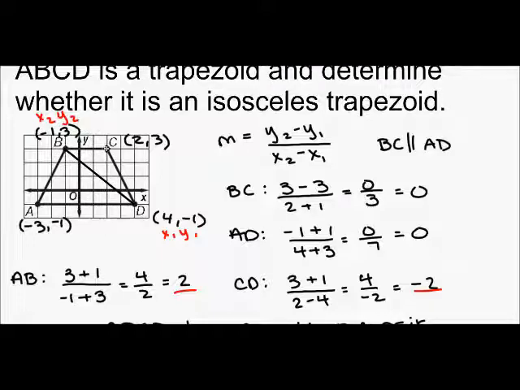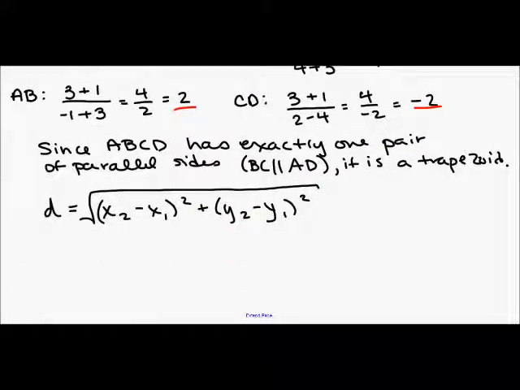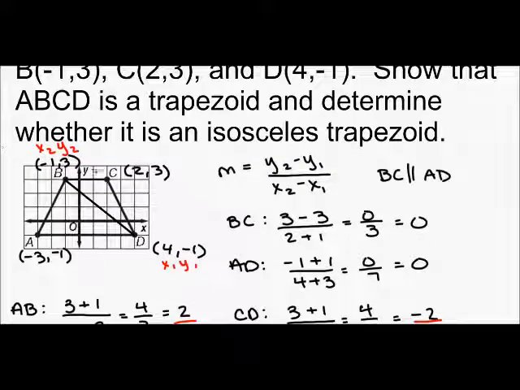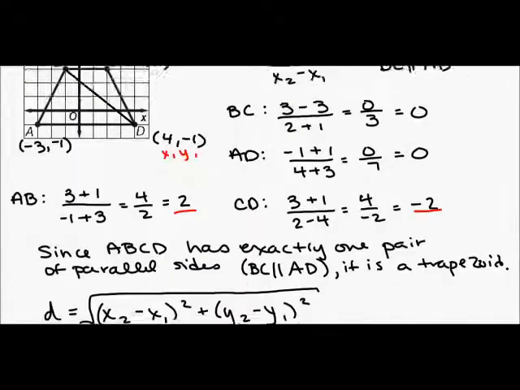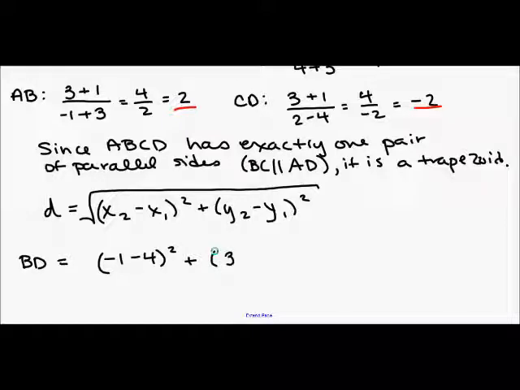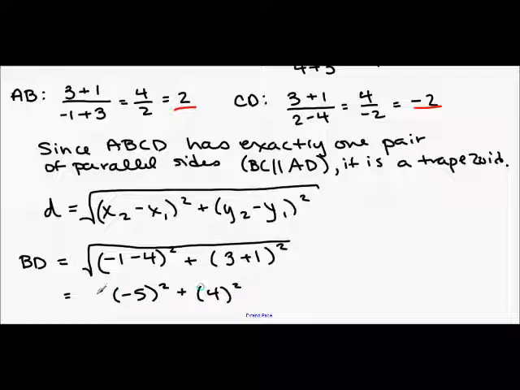Okay, so let's look at x2, sorry. x2 is negative 1 and x1 is 4. So for BD, we said negative 1 minus 4, and y2 is 3 and y1 is negative 1. So 3 minus negative 1 is 3 plus 1. Okay. So we get negative 5 squared plus 4 squared under our radical.